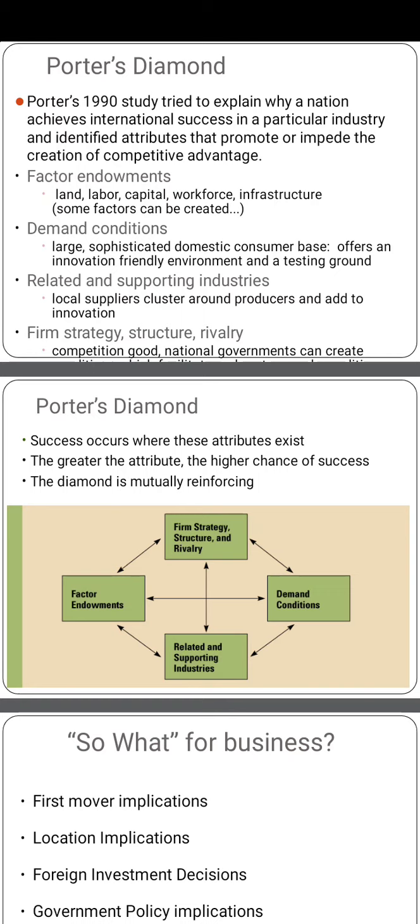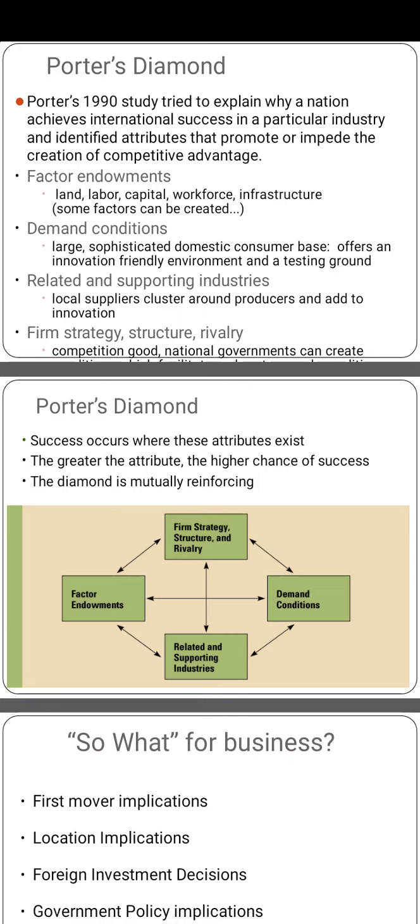Some factors can be created. Demand conditions: large sophisticated domestic consumer bases offer an innovation friendly environment and a testing ground. Related and supporting industries: local suppliers cluster around producers and add to innovation. Firm strategy, structure, rivalry: competition, and good national governments can create conditions which facilitate this. So this is all about Porter's diamond theory, that is, success occurs where these attributes exist.